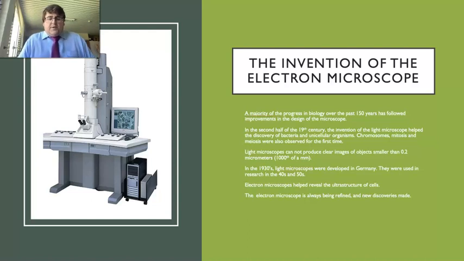But then when we got the electron microscope, that really helped reveal the structure of cells, because the electron microscope is so much more refined. It allows us to see at a much clearer level all of those small objects that we just can't see with a light microscope and with the human eye.